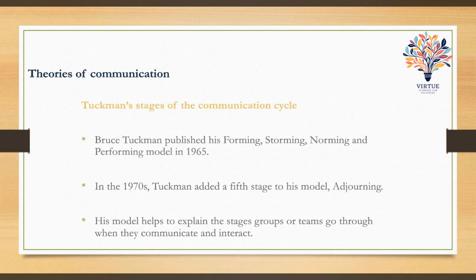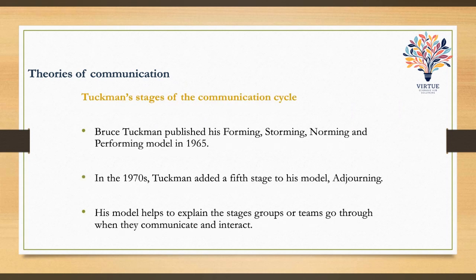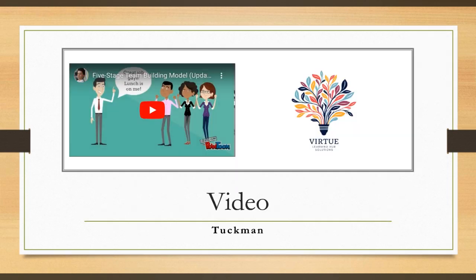The second theorist is Bruce Tuckman, who published his forming, storming, norming, and performing model in 1965. In the 1970s, Tuckman added a fifth stage to his model, which is adjourning. His model helps to explain the stages of groups and teams and what they go through when they communicate and interact. We're going to look at a short video, and hopefully this will give you further clarity.